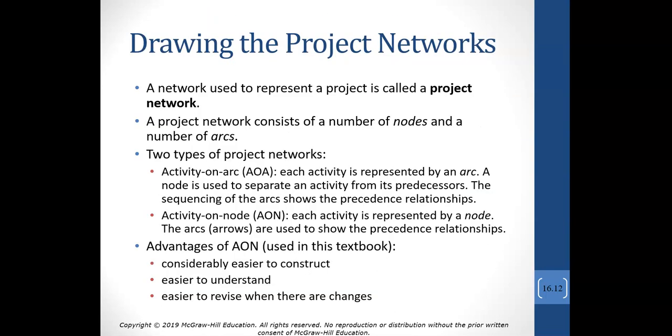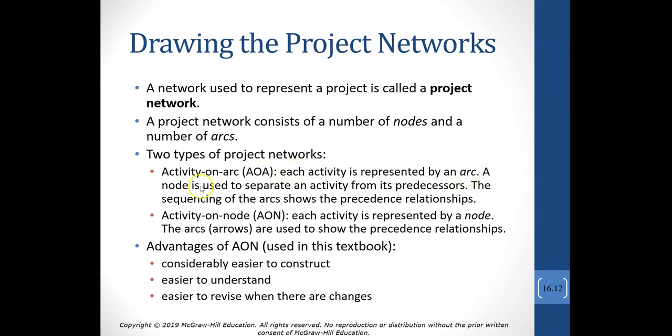When we talk about drawing, we're going to draw that project network in Excel. And the project network consists of nodes and arcs. There's two ways that you can build the project network. One way is called the activity on the arc, where each activity, so A, B, C through N, is represented by an arc or an arrow.